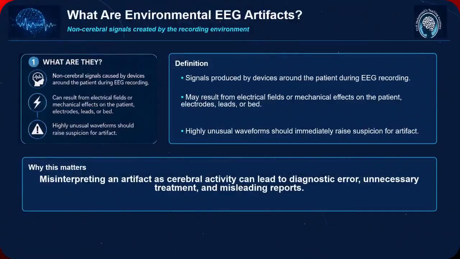Environmental EEG artifacts are non-cerebral signals created by the recording environment. They may arise from electrical fields surrounding the patient or from mechanical effects on the patient, electrodes, leads, or bed. A very important principle is that highly unusual waveforms should immediately raise suspicion for artifact. In EEG interpretation, it is safer to pause and ask, could this be coming from the environment, before labeling the pattern as abnormal brain activity. This careful approach reduces diagnostic error and helps protect patients from unnecessary escalation. Next slide, please.